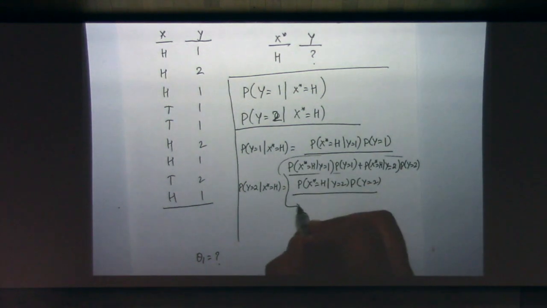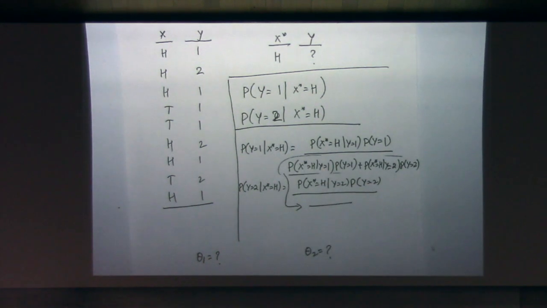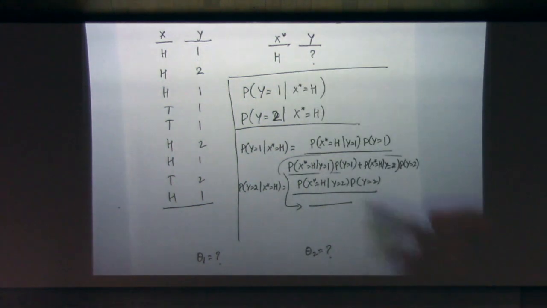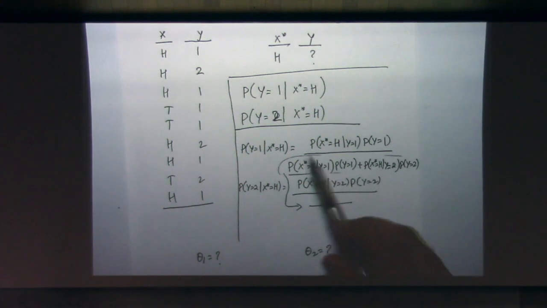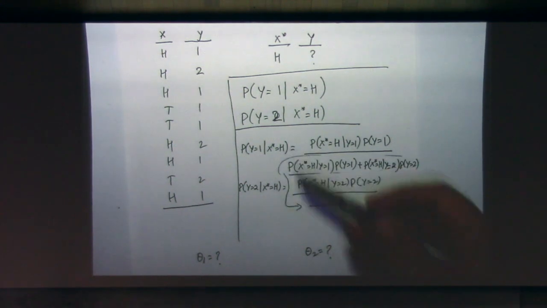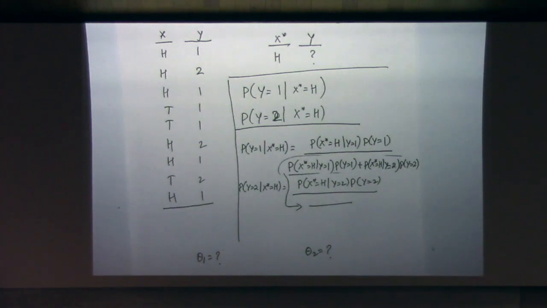And then this denominator would essentially be the same thing over here, right? The same thing repeated, which means that if you want to just find which one is higher, you can just compute the numerator, and that would be it. But if you really want the probabilities, then you want to divide it by this so that these sum up to 1, right? Okay, so now comes the question, how do we compute these things?